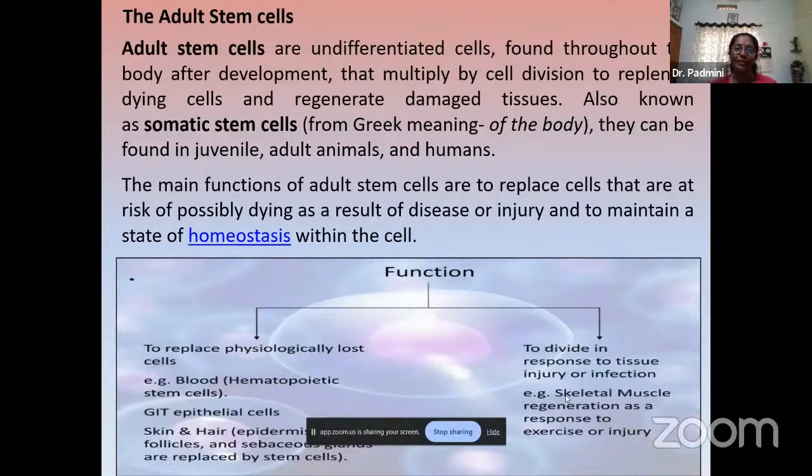So for example, if you've done a lot of exercise or injury, you have a muscle tear, a ligament tear, or there is a muscular catch where you're not able to bend or move. Then after some days, you are fine. You are back to your normal self. And how is all this done? It's because of the adult stem cells that we have in our body to take care of all those cells.